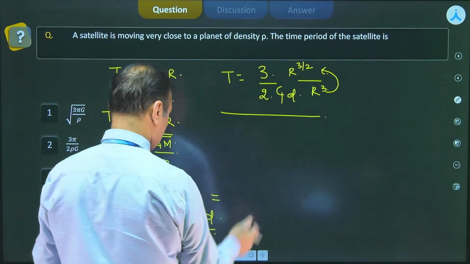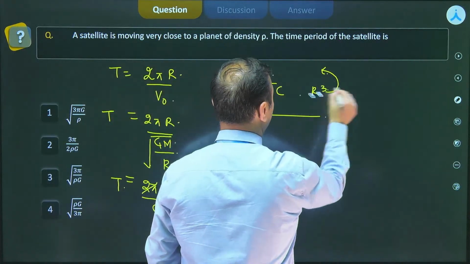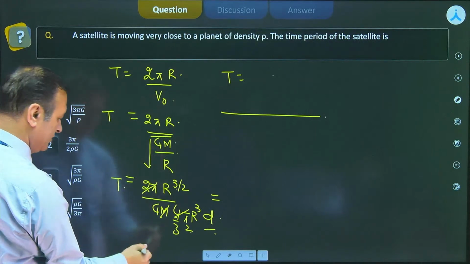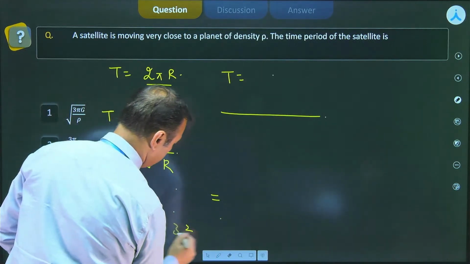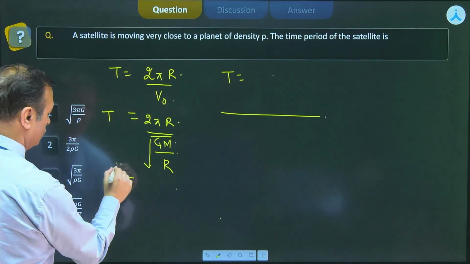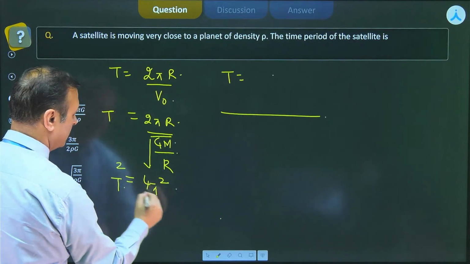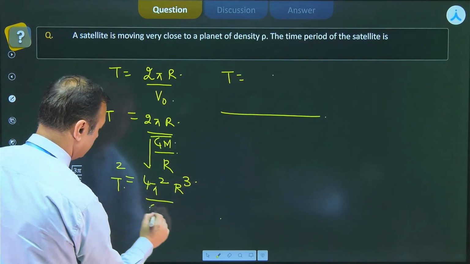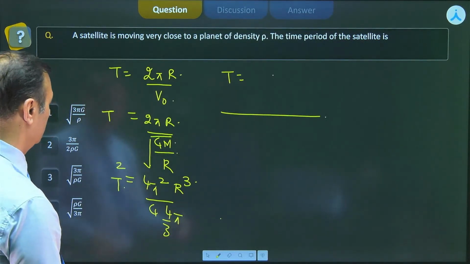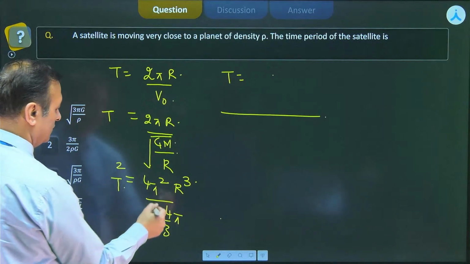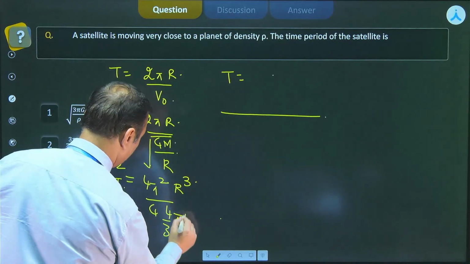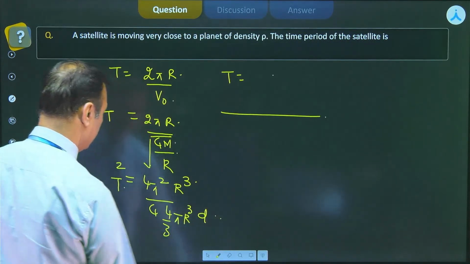So let me just write down this part again, because this is in under the root part. So let me take square. Let me write down from this part again, because we missed out the square part. So let's square this. So this is 4 pi square, this becomes r cube, and this becomes GM. And for this part, this is 4 by 3 pi, and this is what? Mass 4 by 3 pi r cube into density.